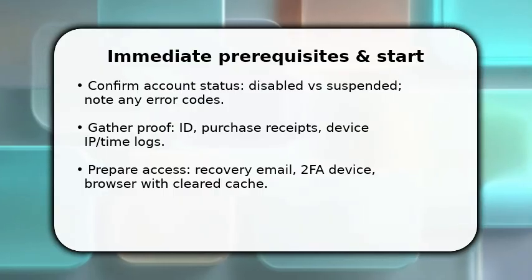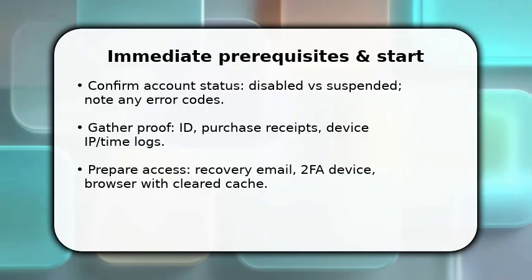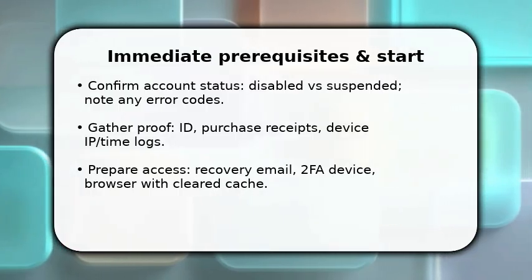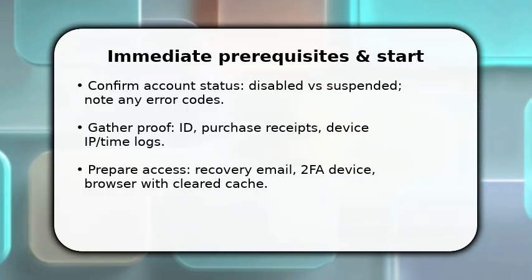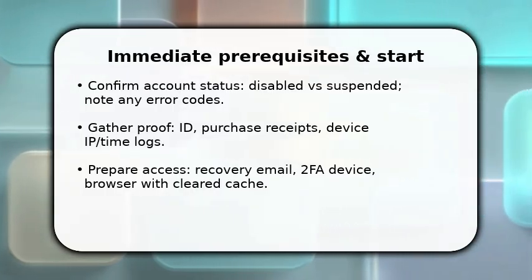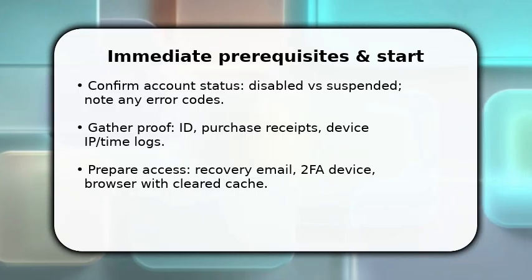You start by confirming whether the account shows disabled or another status and note any error codes. This guides the route. Next, gather evidence: government ID, recent receipts, and device IP/time logs for provenance.